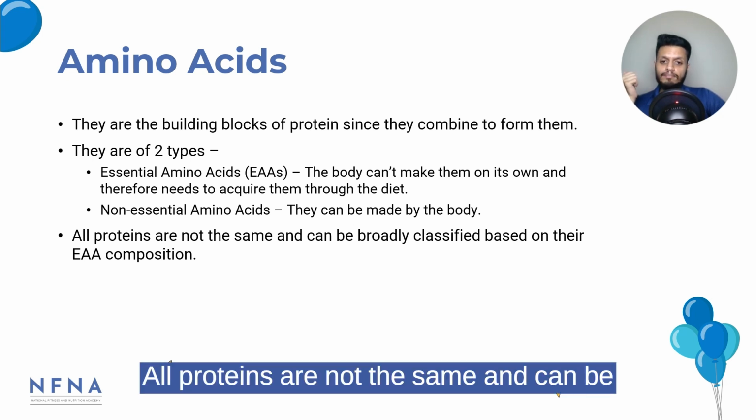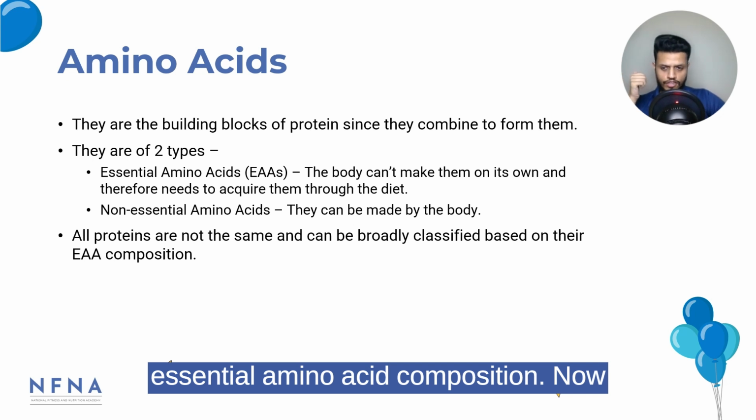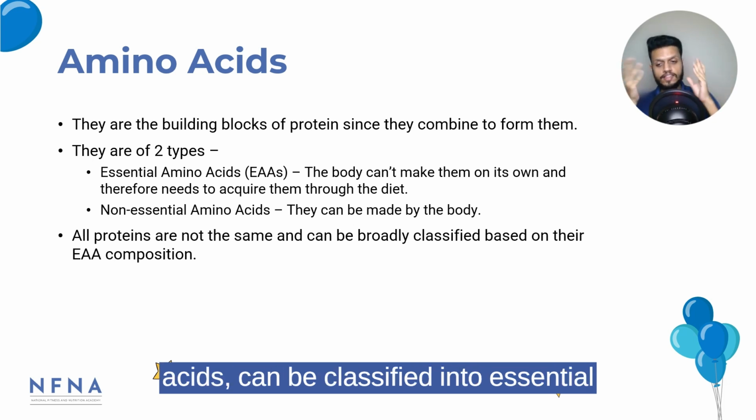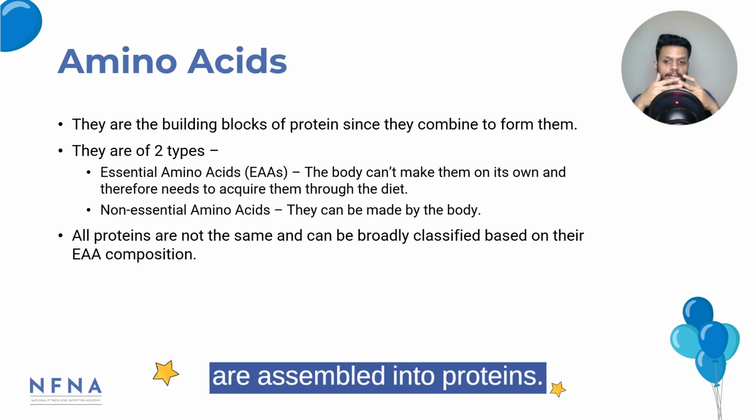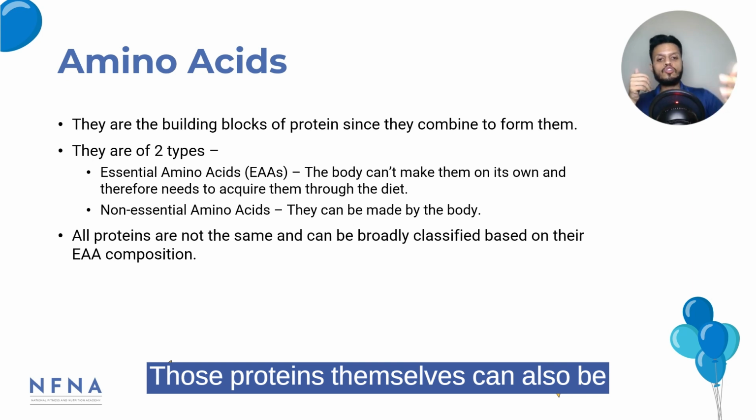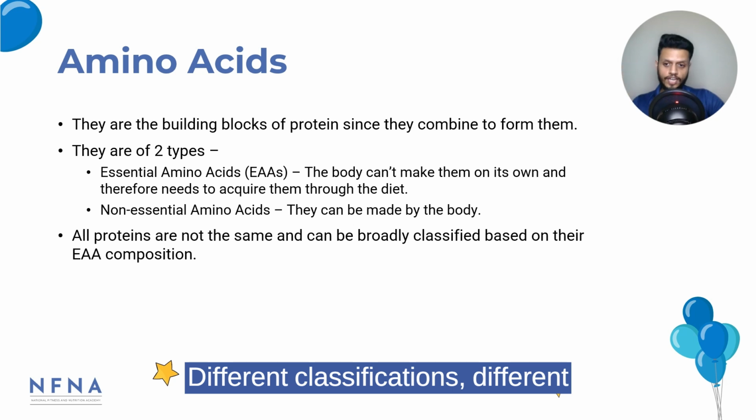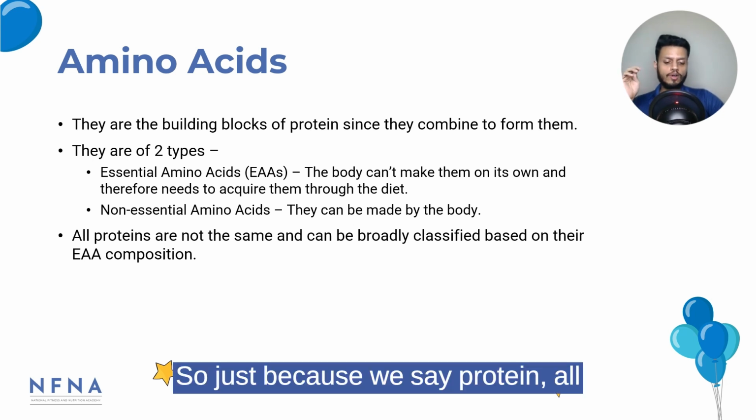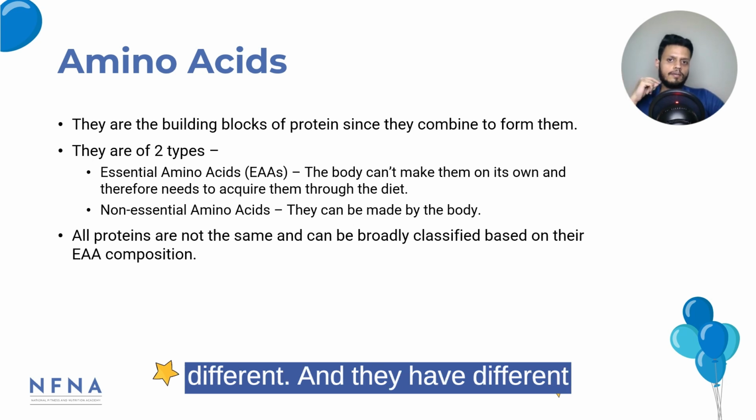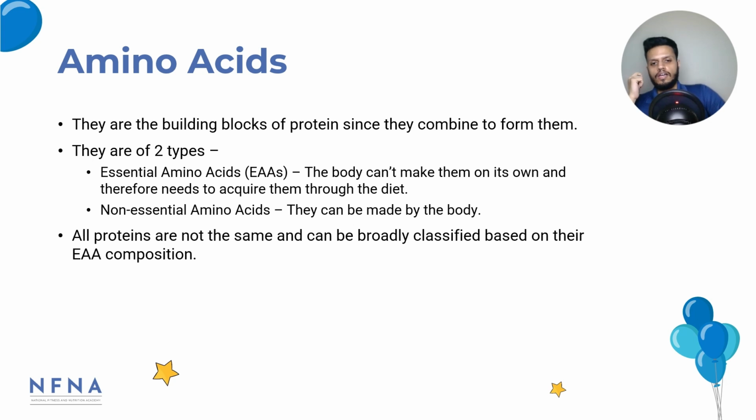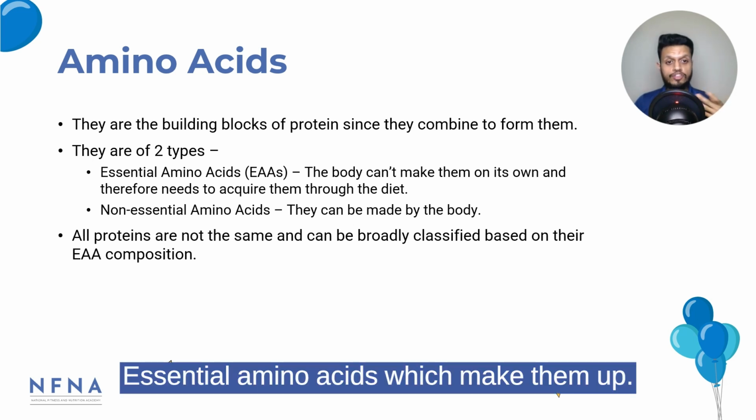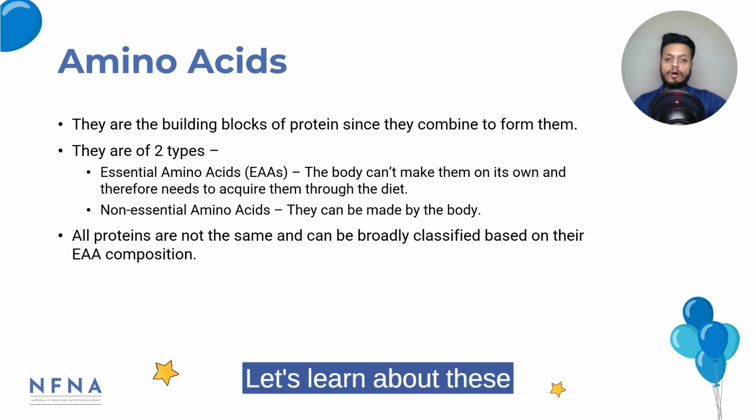All proteins are not the same and can be broadly classified based on their essential amino acid composition. Now coming to the different types of proteins themselves, just like amino acids can be classified into essential and non-essential, once those amino acids are assembled into proteins, those proteins themselves can also be further classified into different categories. Just because we say protein, all proteins are not the same, they are different and they have different properties in the human body. Now how are they classified? They are classified based on the essential amino acids which make them up. Let's learn about these classifications and it will become clearer as we go ahead.